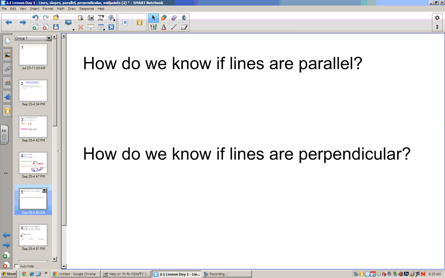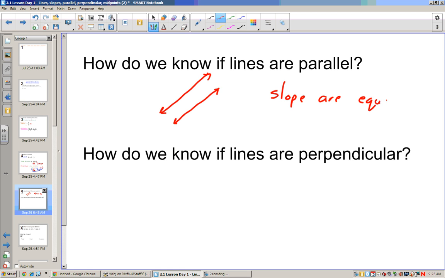Now we talked about this the first day when we were dealing with lines. How do we tell if lines are parallel? Well, 2 lines are parallel if they never touch, like this. What do we know about their slopes? Well, if you look, this goes up and over the same amount. So the slopes are equal. The slopes are equal in parallel lines.